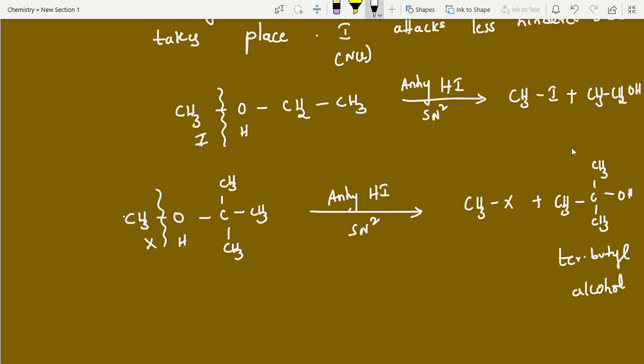This is methyl iodide. What is the halogen here? Halogen X equal to I. So, methyl iodide. That's it. Okay. Now, next one.